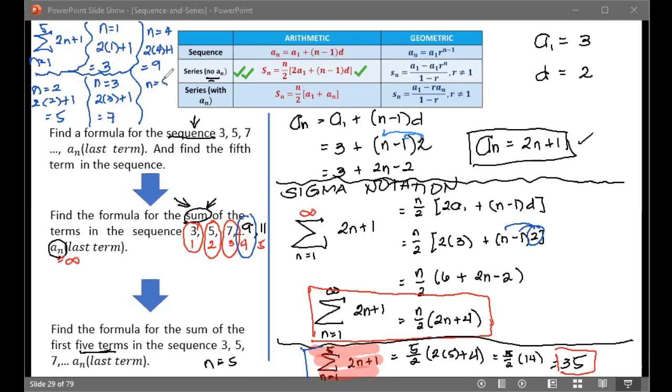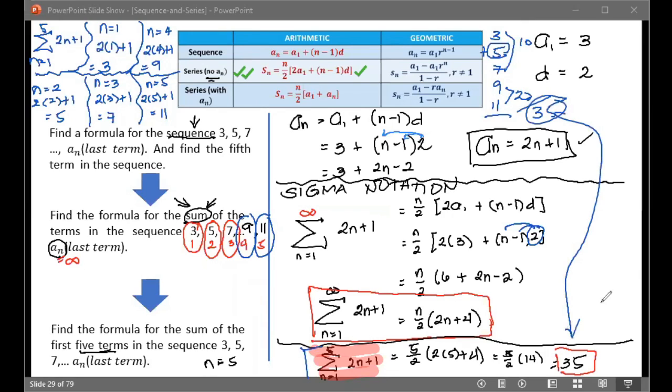Last, n is equal to 5. Doon na tayo nagtatapos n is equal to 5. Let's check. 2 times 5 plus 1, and that is equal to 11. And it is again correct. If we will do this manually, add them manually, we have 3 plus 5 plus 7 plus 9 plus 11, 20, 10 plus 5. So we have 35, which is just the same as when we use the formula. Ta-da! So that's it. This is now the manual proof that we were able to arrive at the correct formulas here.